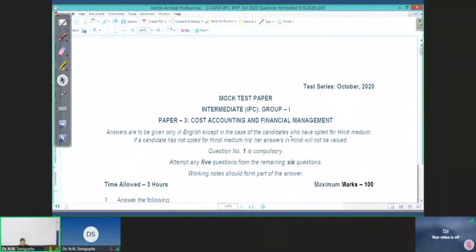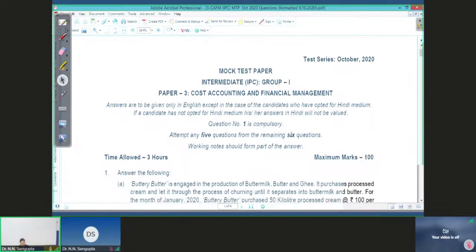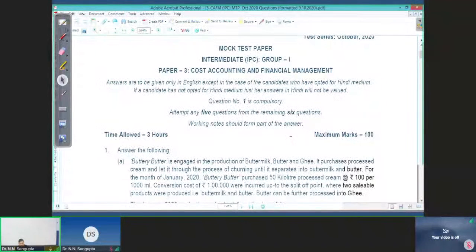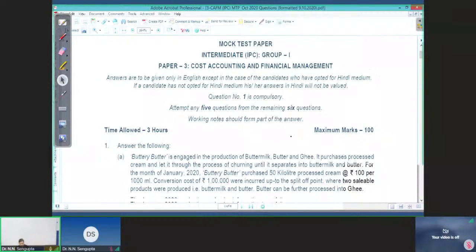That is the CAFM one. You can see it now. So if you see what type of question is given, let me tell you that a lot of new types of questions have been given in the mock test paper this time. And if you practice these questions within the time framework, it will definitely give you a feel of almost practicing in the examination condition, right?